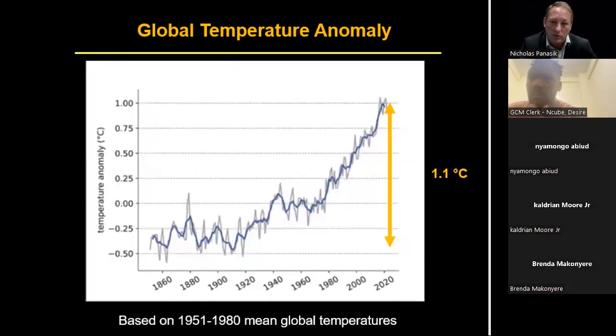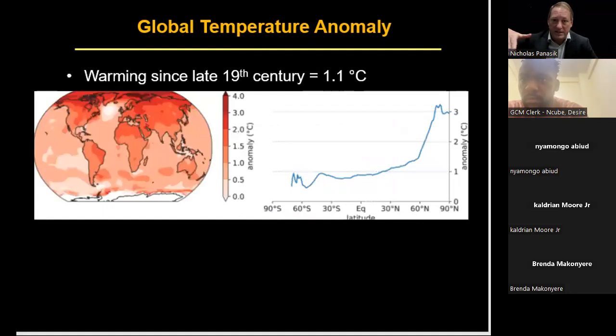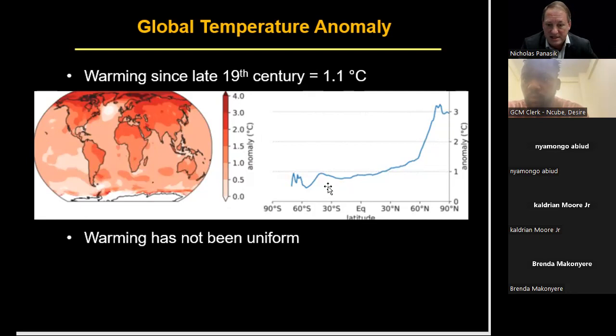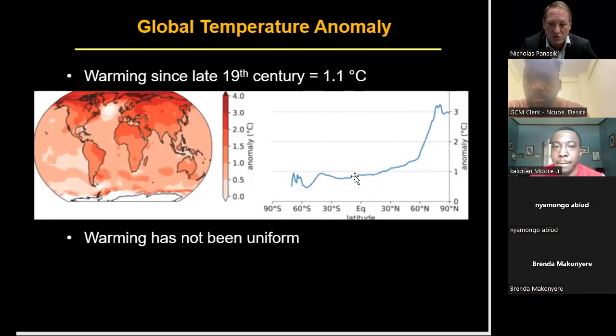Now, this is the global temperature anomaly with average temperatures, or again, averaging the different temperatures around the world. But if you look at it on a map, those anomalies aren't spread equally. There are regions that are warmer and regions that are cooler. The warming hasn't been uniform. And so here's a graph showing by different latitudes what those warming trends are, what those anomalies are.